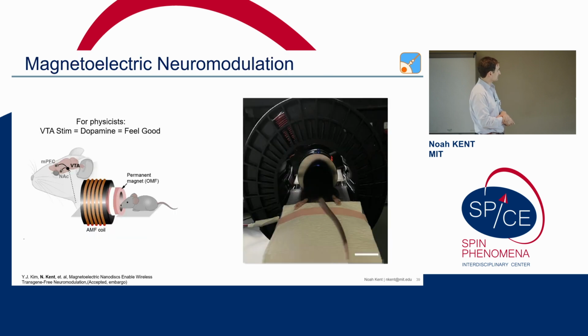Then we injected the magnetoelectric nanoparticles into the mouse's ventral tegmental area, which is where dopamine is released. Dopamine makes you feel good. And this was the setup for doing fiber photometry. The mouse is in this, and you have a fiber in its brain, and you're directly measuring the electric signal. But we're not going to talk about that.